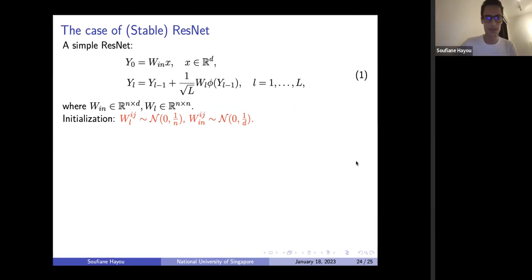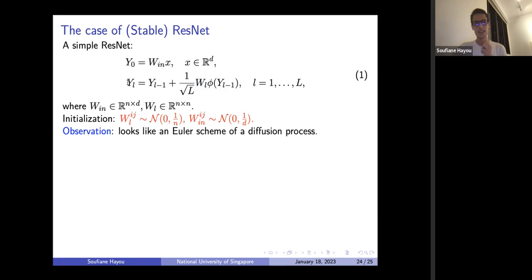But there is a very interesting observation here. If you consider this simple stable ResNet with fully connected layers, and you initialize the weights like this, actually here we can just use any variance, it doesn't matter. If you initialize the weights like this with Gaussians, then one observation is that this ResNet looks like an Euler scheme, or discretization scheme, of a diffusion process. You can think of it as a discretization of a stochastic differential equation.